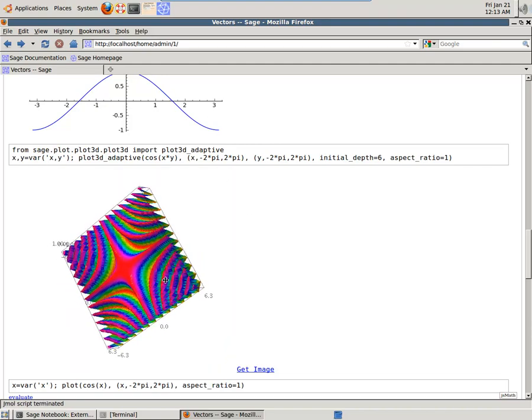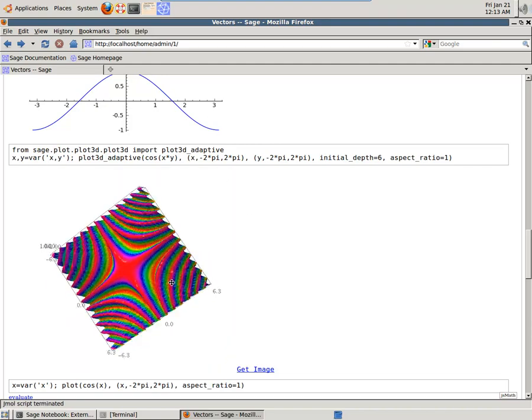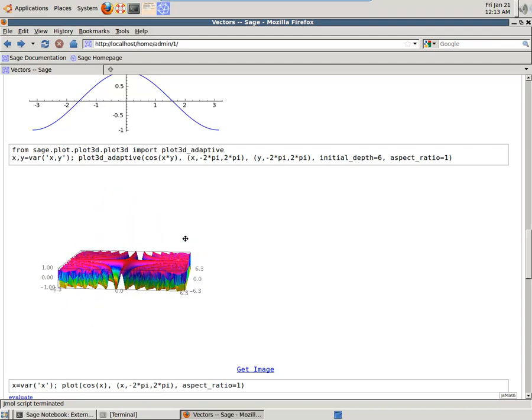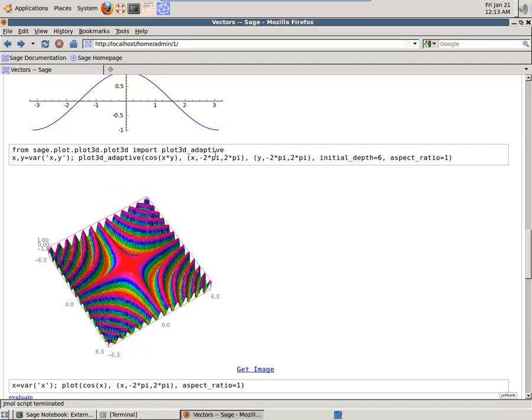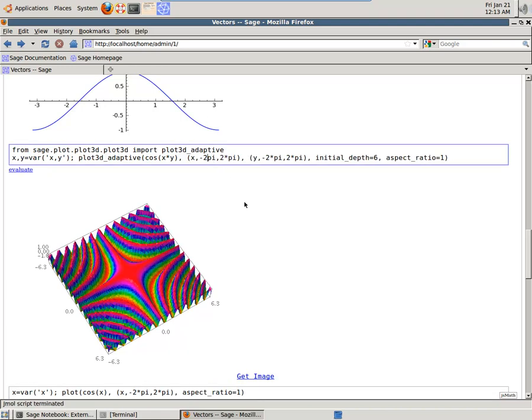Alright, and then here we are with lots of ripples. Almost looks like crop circles. Alright, but I'll go back to the other one because it's getting a little bit ridiculous. I need to go from negative pi to pi. Hold on a second.